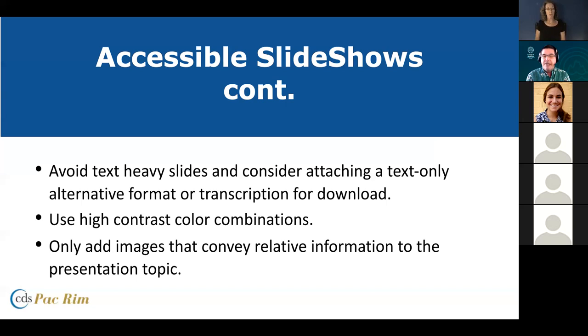Now, the next thing is to use high contrast color combinations. What I mean by this is don't put red text on a green background, or super light gray text on a white background. Just because you can see it on your computer, you don't know what the participants are using. They may be using a phone. They could be using some kind of small tablet. They could also just be seeing it in black and white.